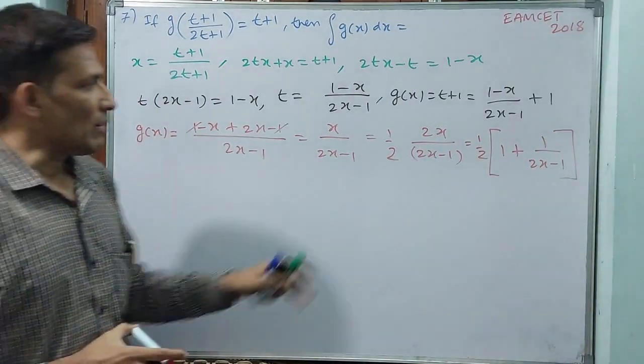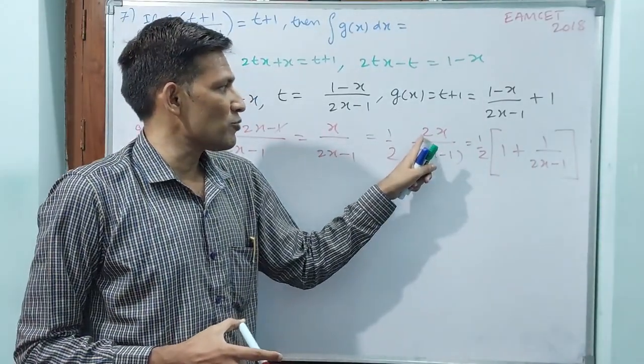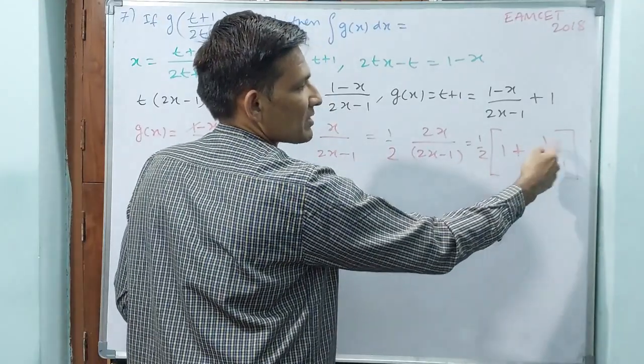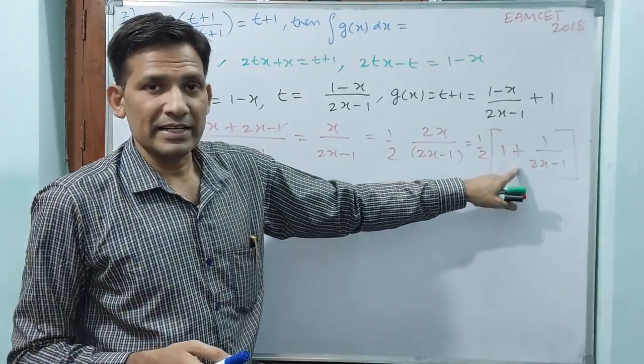Is it okay? See, 1 by 2 is separated out. Now 2x has to come in the numerator; the denominator is anyway 2x minus 1. It will come, you see: 2x minus 1 plus 1. Minus 1 plus 1 is going to get cancelled, so 2x will be there in the numerator. Now, this we can integrate easily.